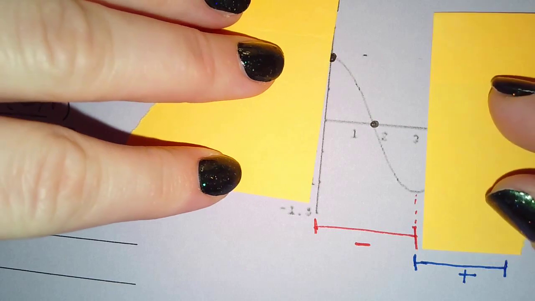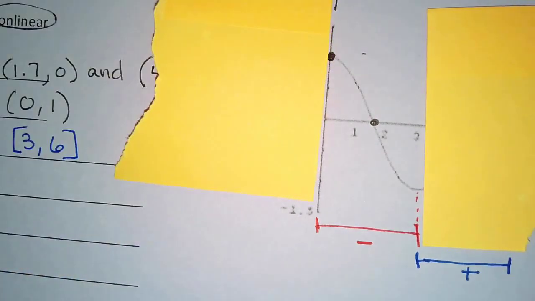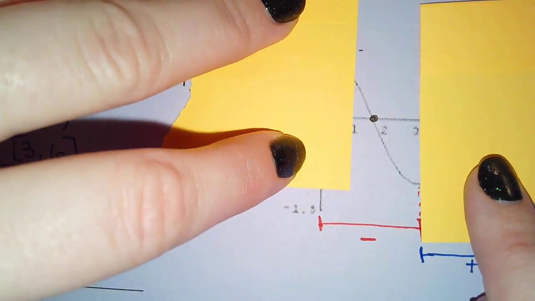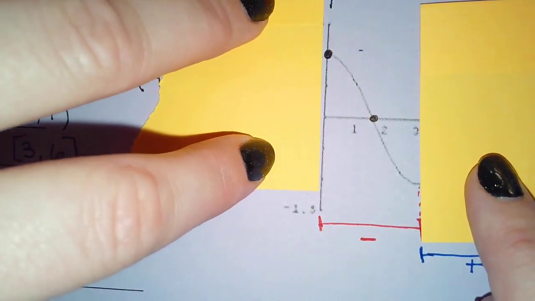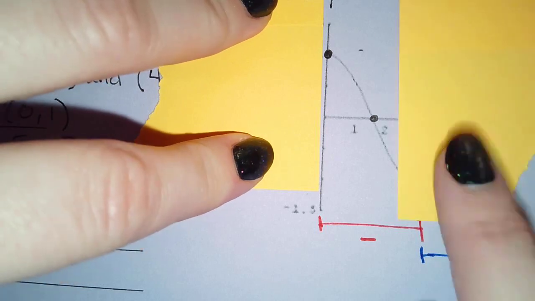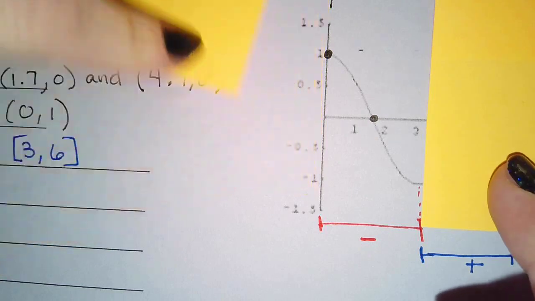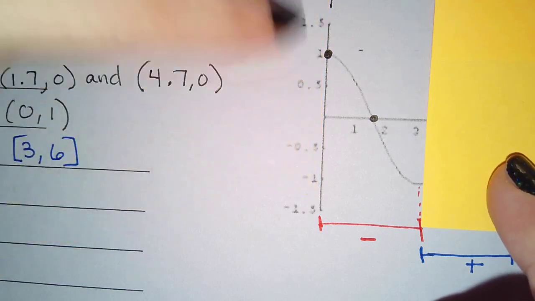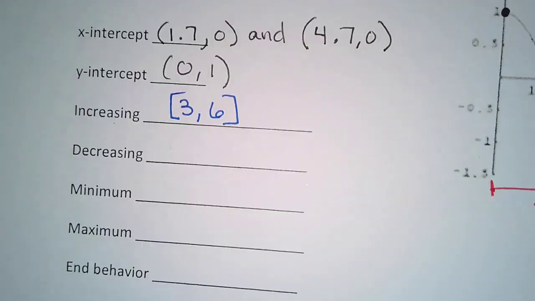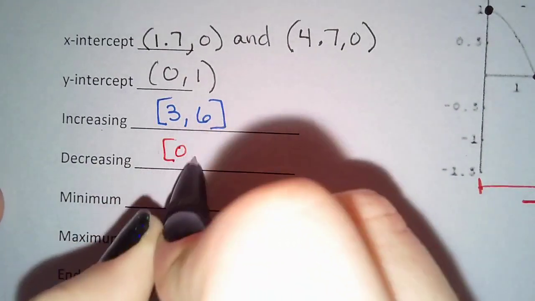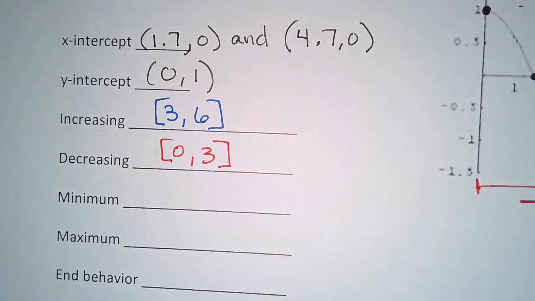So from here to here, who thinks they can give me our decreasing interval? Tanner? 1 and 3. So 1 to 3 would be from here to here. 0 to 3. So we want to make sure we're looking at the number up here. Yes, that's a good point. So make sure we're focusing only on the x-axis. So from 0 all the way to 3, it is going downhill or decreasing.